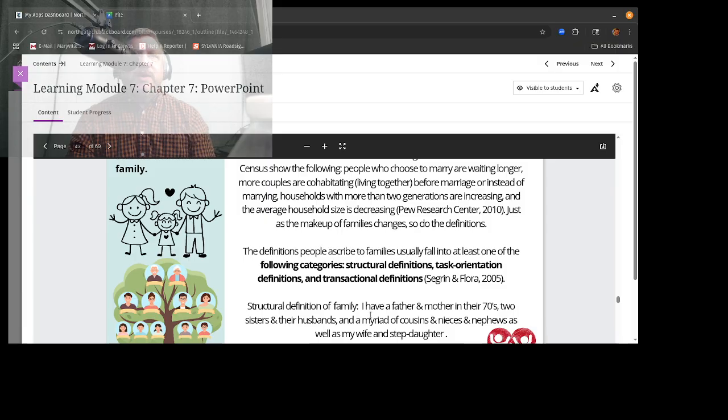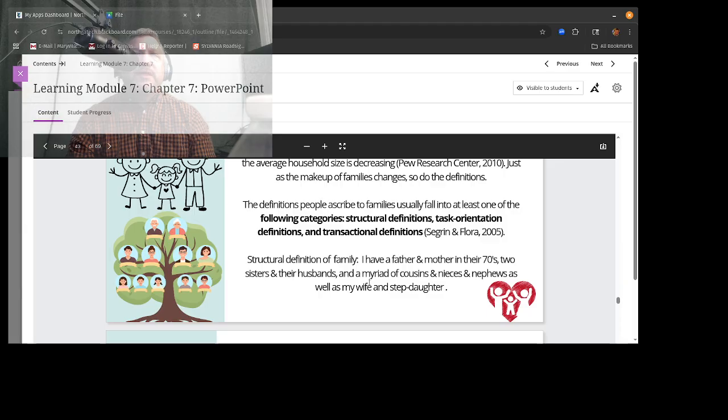We're going to talk about how families work and how family communication works in this unit. So most families usually fall within one of the following categories: structural definitions, task-oriented definitions, and transactional definitions. And we're going to talk about that in a bit.